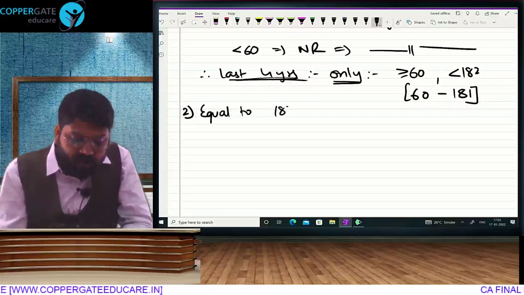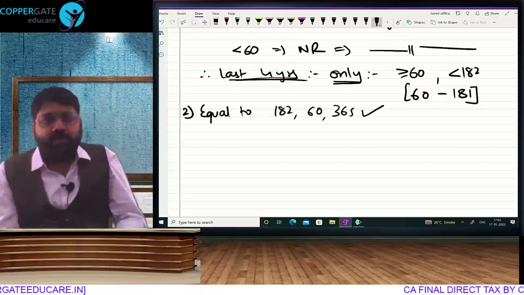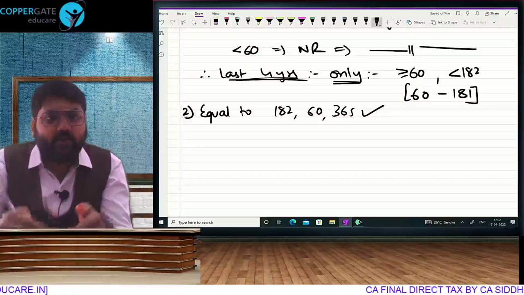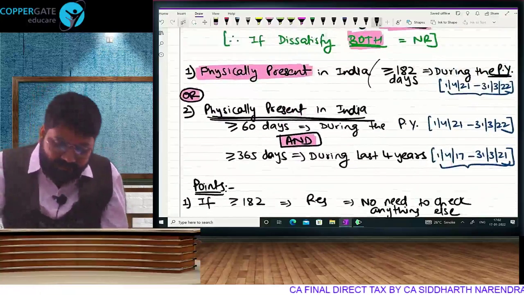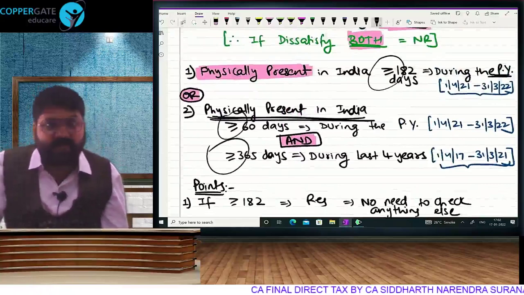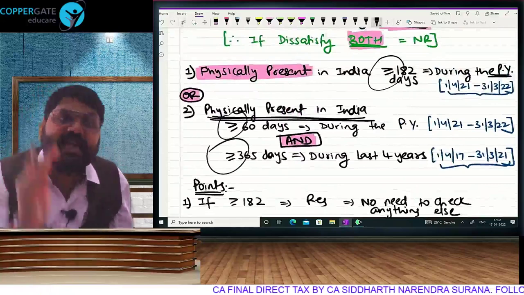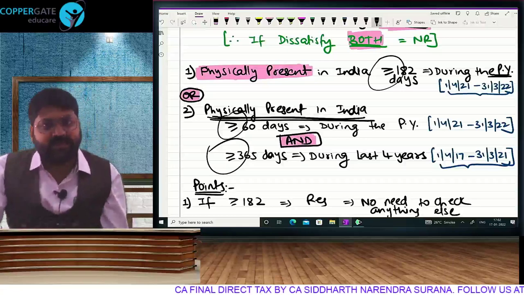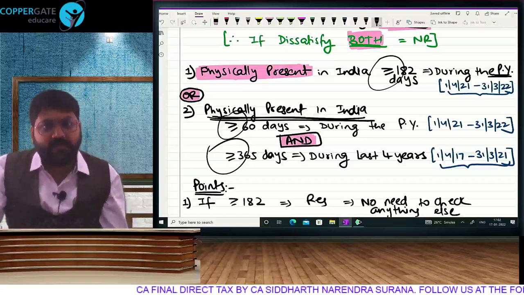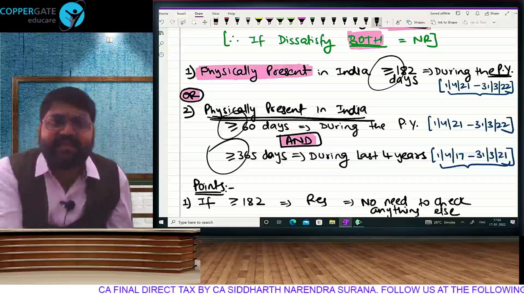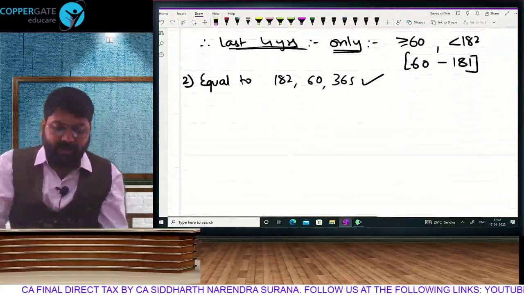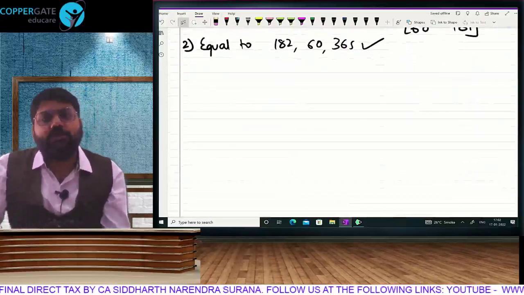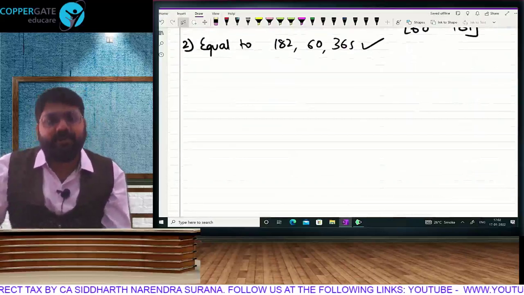Equal to 182, 60 and 365 is allowed. It does not have to be greater than 182 or greater than 60 or greater than 365. Can I say everywhere we have written greater than equal to? Means if it is exact 182, is condition 1 satisfied? Yes. If it is exact 60, exact 365, is condition 2 satisfied? Yes. So that is what I have written. Equal to is also allowed. It need not be greater than. Is that understood?